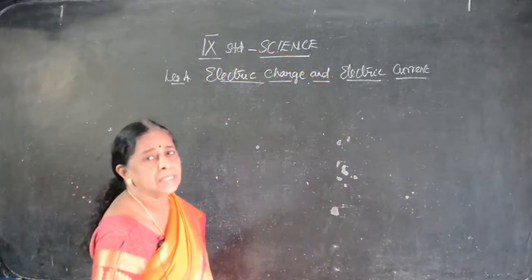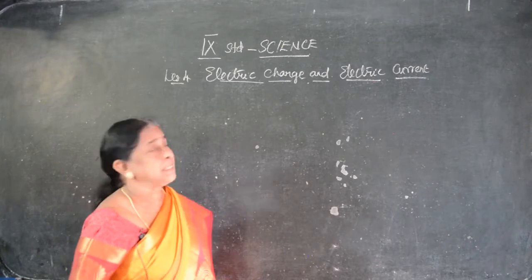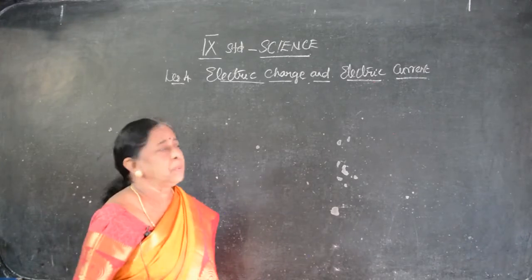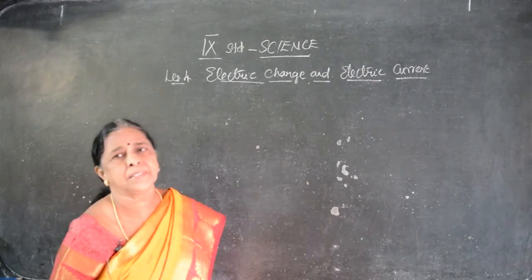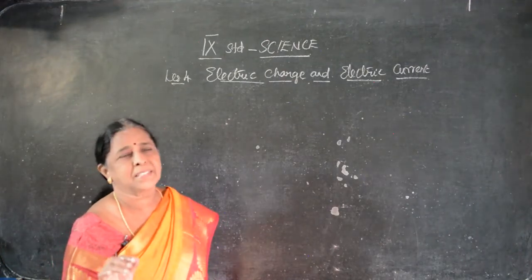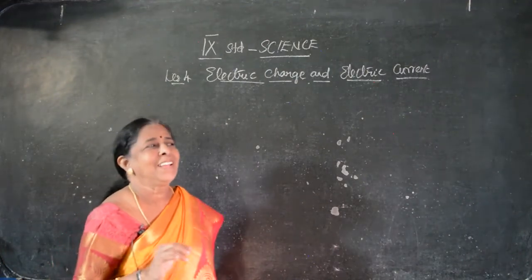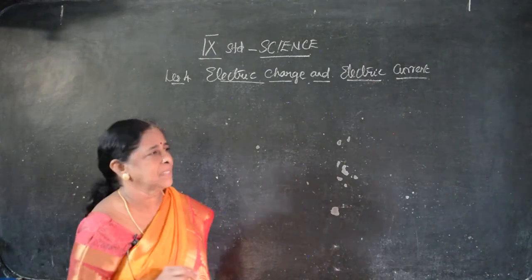Good morning, children. Let me take a new lesson for 9th standard. It is lesson number 4, electric charge and electric current. You know what is electric current? Electric current, it's a flow of electrons.